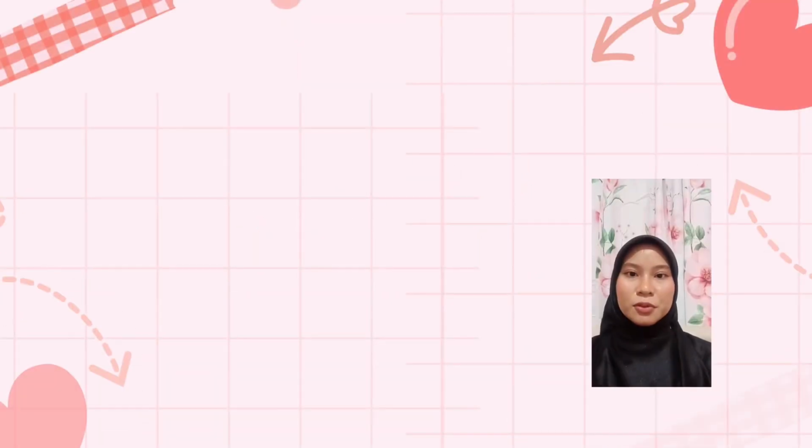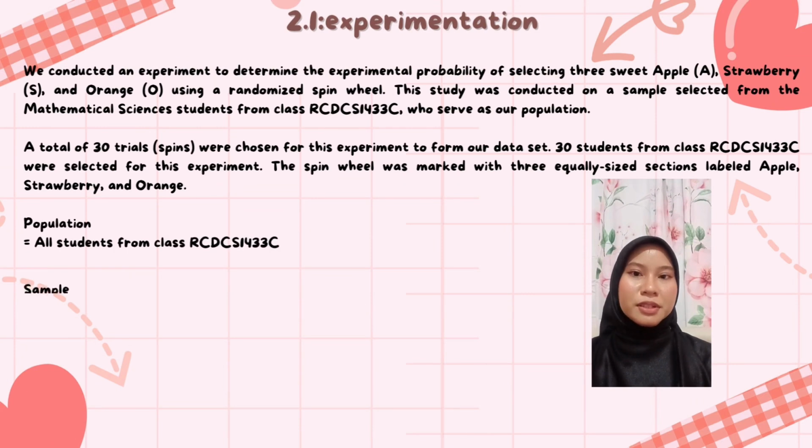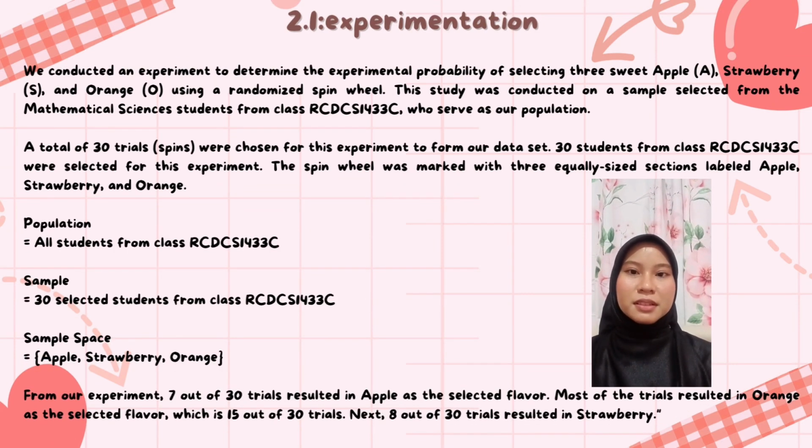I will walk you through our methodology for determining the experimental probability of selecting 3 sweet flavors. Our experiment was centered around a randomized spin wheel. This wheel was divided into 30 sections of equal size, labeled with our 3 flavors: apple, strawberry, and orange. We performed a total of 30 trials or 30 spins to collect our data.